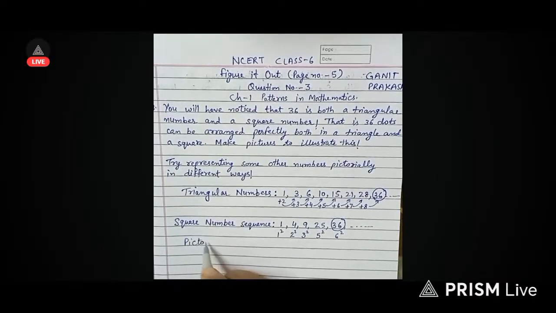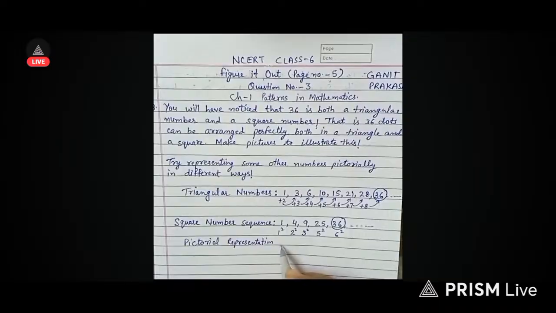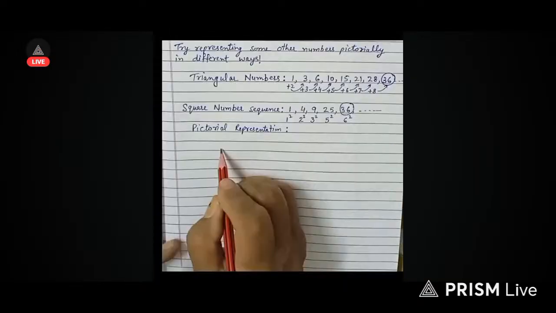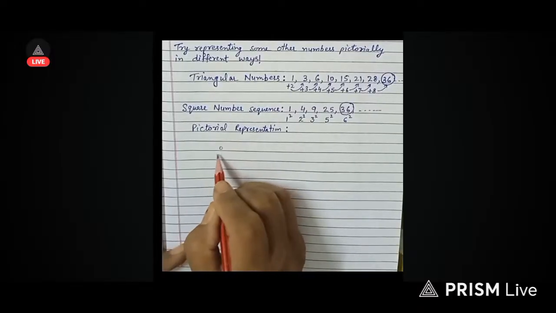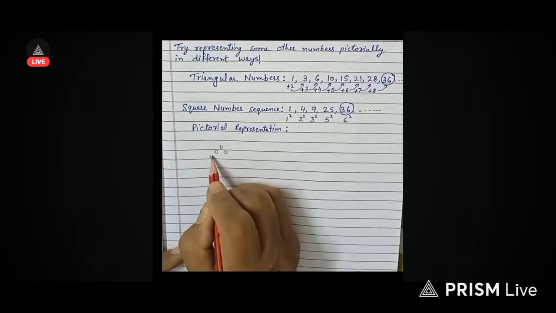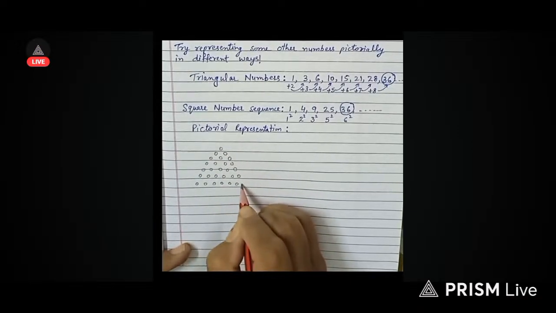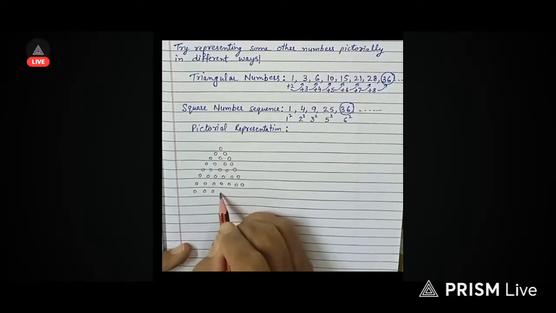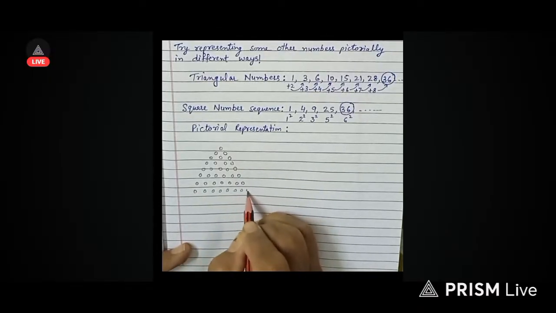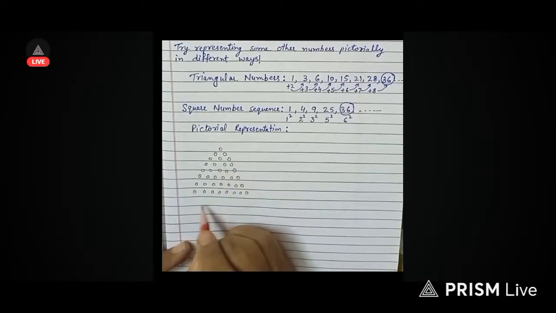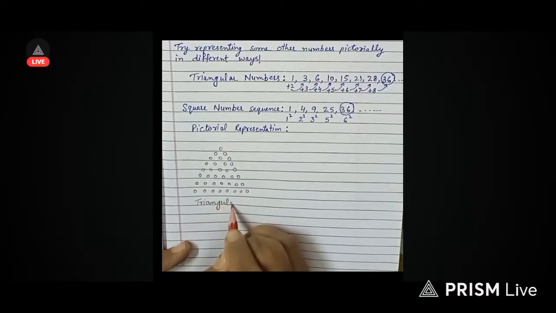Pictorial representation is, as a triangle we can arrange the 36 dots in this way: 1, then 2, then 3, next last one is 8. See, this is the arrangement in triangular form. How many dots are there? 36.